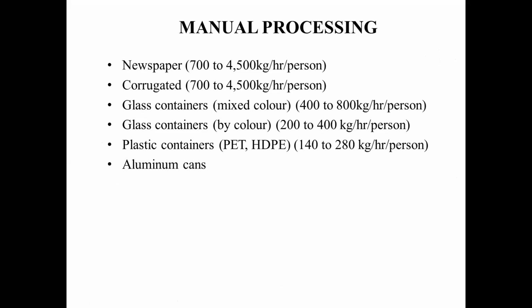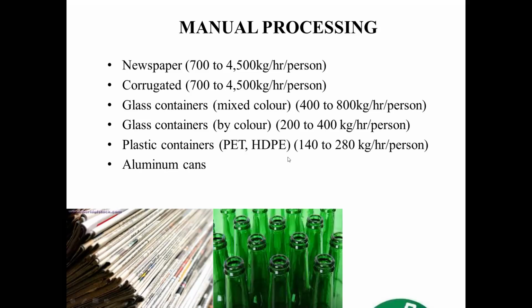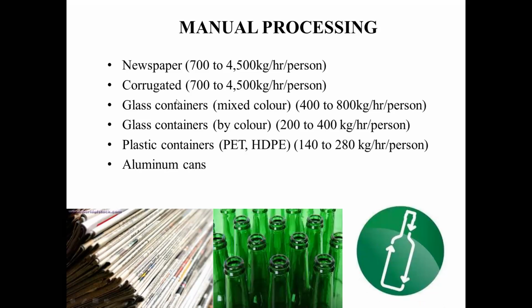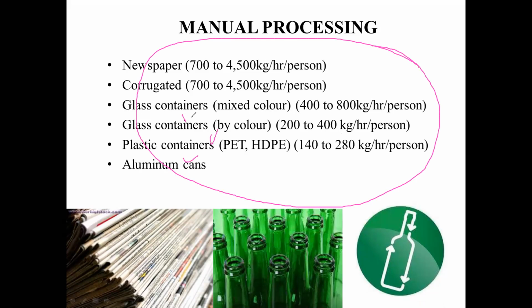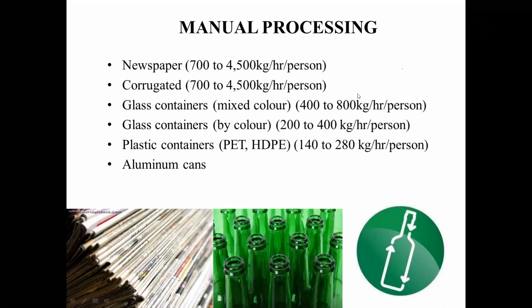When you are doing manual processing, if you have segregation, approximately 700 to 4,500 kgs per hour can be removed by a person when the waste comprises newspaper, corrugated waste, glass containers, whether mixed color or bicolor, plastic containers, and aluminum containers. All that can be removed with some intensity. This depends on the waste. If it comprises only aluminum cans, plastic containers, glass containers, corrugated and newspaper, it can be removed manually in 1 hour. But the intensity far increases if you use mechanical means in this recovery method.